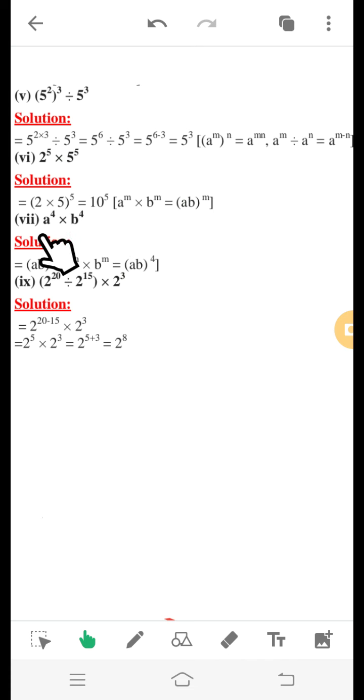Next one, a^4 × b^4. The base is different, the power is the same. So (ab)^4.